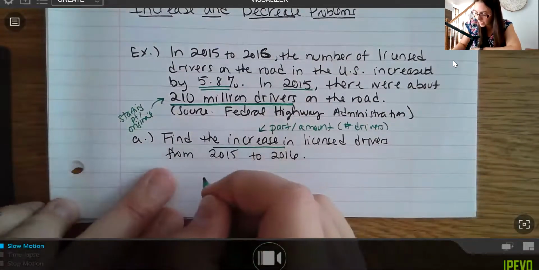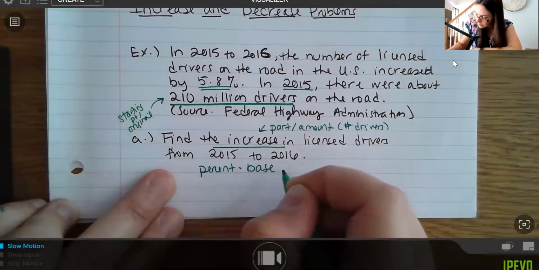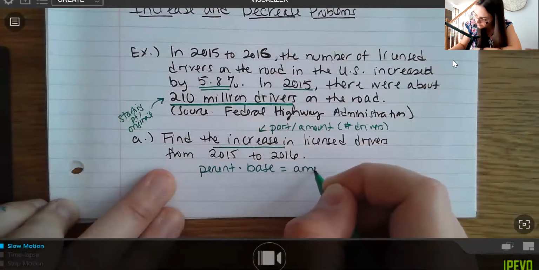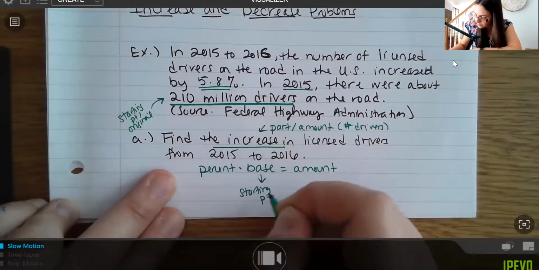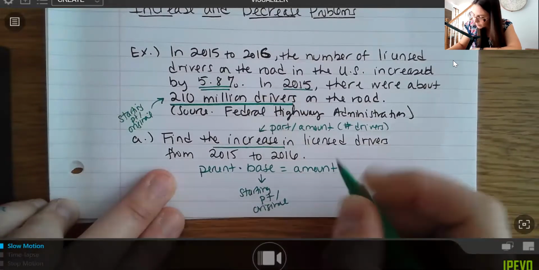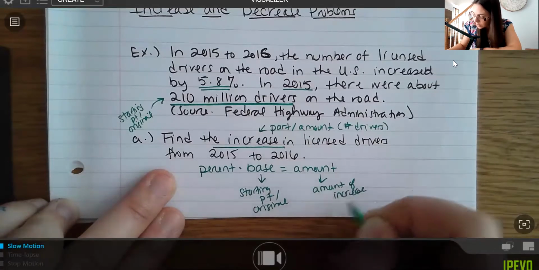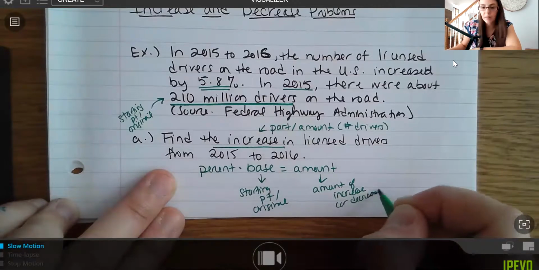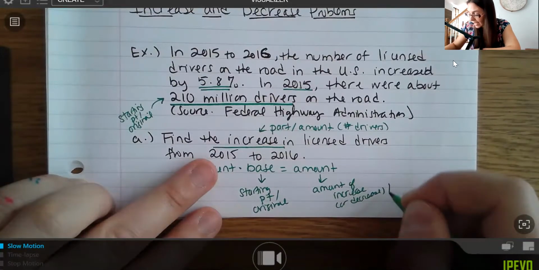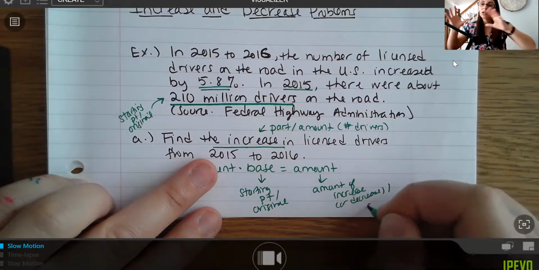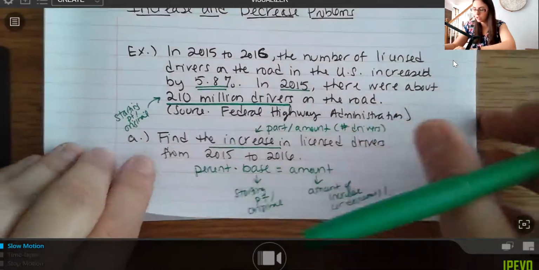So here I'm using the idea of percent times base is equal to the amount. This is your starting point, or the original, and this is the amount, in this case, of increase or decrease if we do a different problem. So it's the amount of increase or decrease, which is really the amount of change. It's not the total answer, it's just the change from 15 to 16. All right, I'm running out of room. I should have used a new page. Let me just come up here.